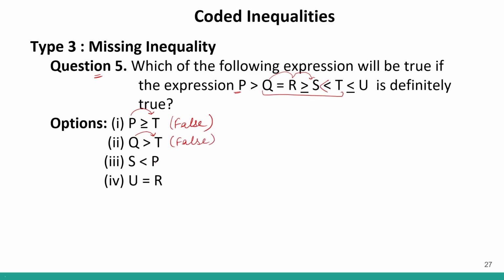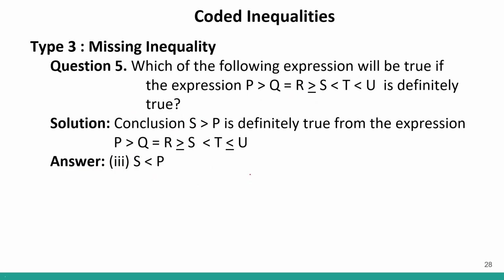Now it says P is greater than S. So we will move from P to S. If I move from P to S, correct? P is greater than Q, which is equal to R, which is greater than equal to S. So this satisfies the condition. Therefore, this is true. If I check option number 4, U equals to R, again, U is over here, R is over here. There is no equal relationship between them. Therefore, this is also false. So my answer will be option number 3, true. Correct? This will be my answer.